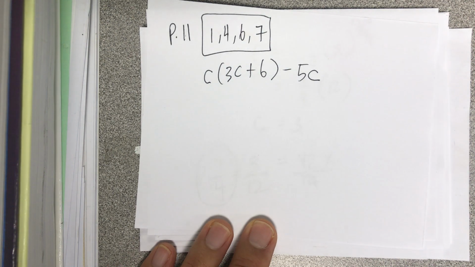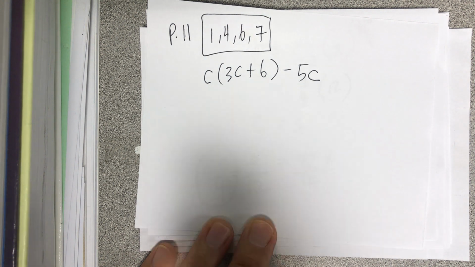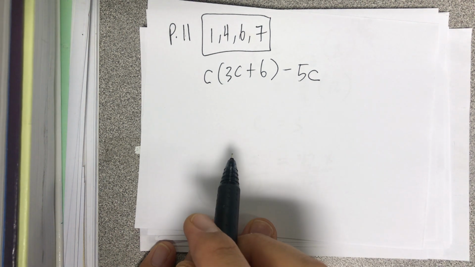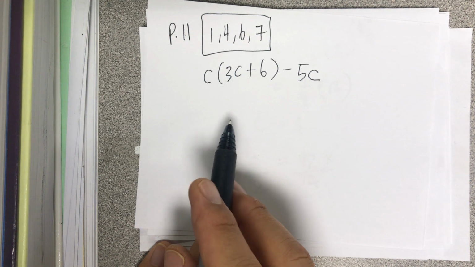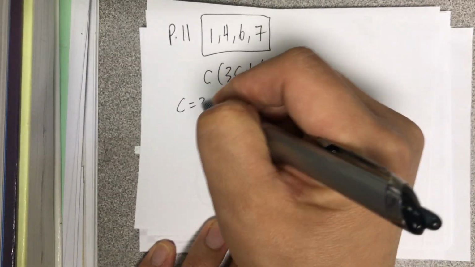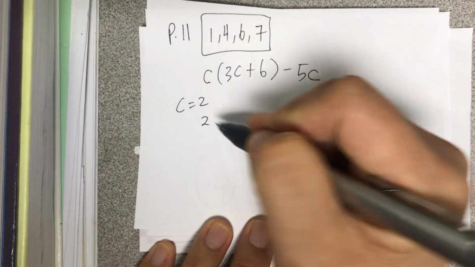All right, page 11. It says, which of the following is equivalent to the expression? So we need to solve this and find out what it equals. Okay, so what is a good number to start off with, everybody? 3, or 2. You could always start off with 2. Every time you see a C, plug it in.